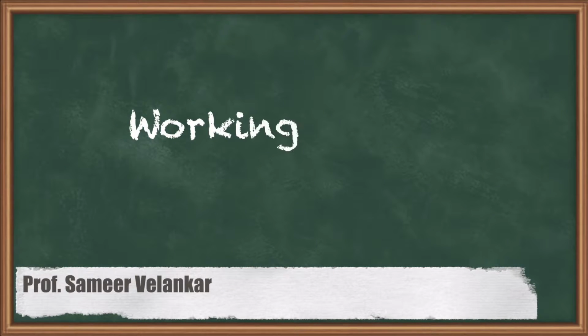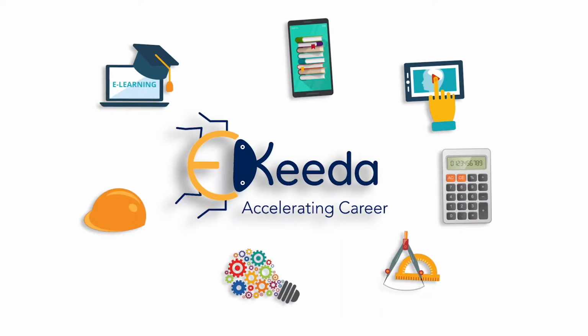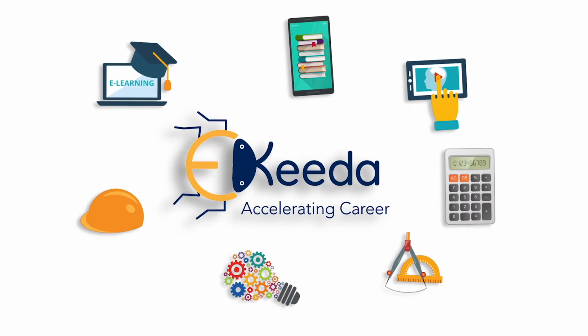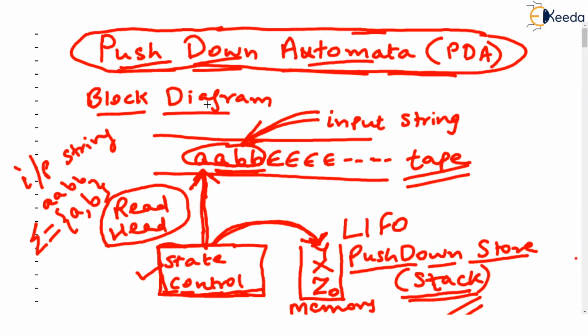Hello dear students. So let's see what PDA does exactly. In the previous video, we saw the block diagram of pushdown automata and we saw that PDA contains an infinite tape with input coded on that infinite tape, and then there is only a read head. We don't have a write head, so we can only read one symbol at a time from this particular tape. And there is a state control.